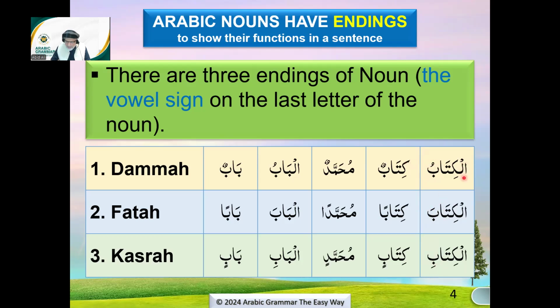Now when you don't have the Al, the same word will be Kitabun, Kitaban, and Kitabin. Again, this is a singular noun, so the two Dhamma are Rafa, two Fatha are Nasab, and two Kasra are Jar. And you can see in the same token, Muhammadun, Muhammadan, Muhammadin. Al-Babu, Al-Baba, Al-Babi. Babun, Baban, Babin. Rafa, Nasab, and Jar. So this one is pretty straightforward.